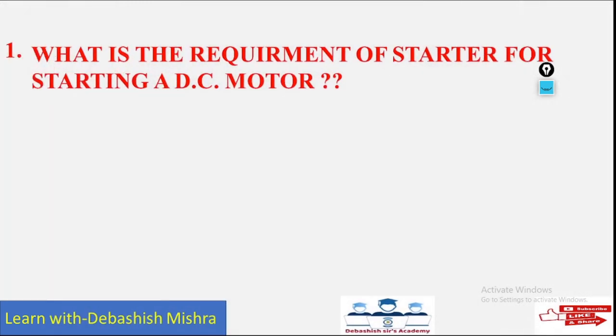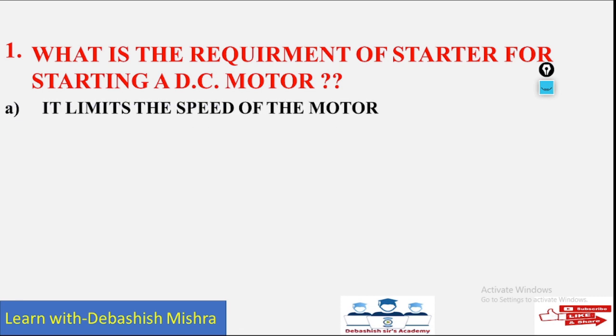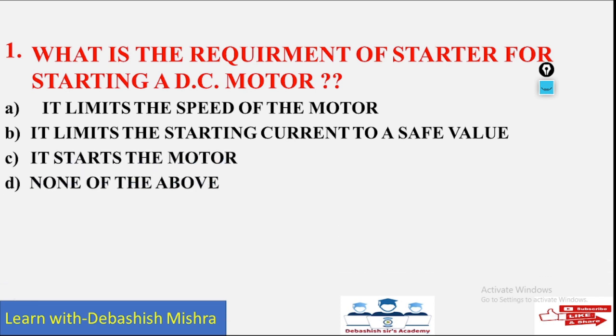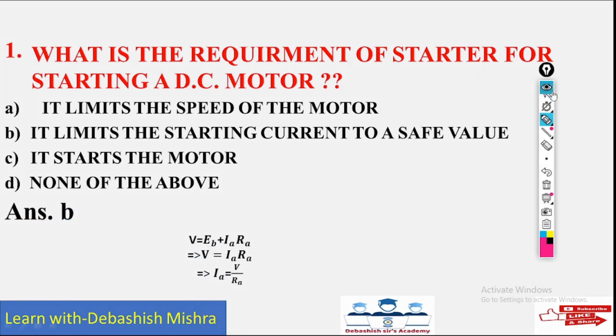First question: what is the requirement of a starter for starting a DC motor? Which is very important. The options are: it limits the speed of the motor, it limits the starting current to a safe value, it starts the motor, none of the above. So you can see here, I am explaining the things. We know the formula V = EB + IA RA. EB is the back EMF, IA is the armature current, RA is the armature resistance.